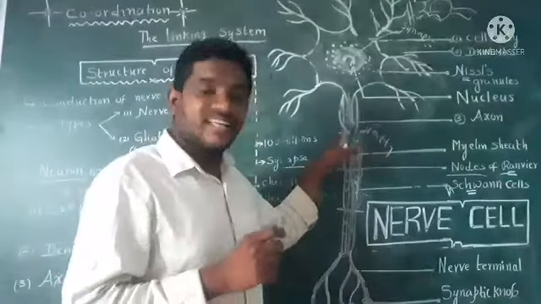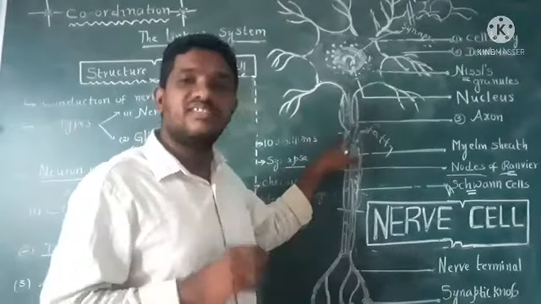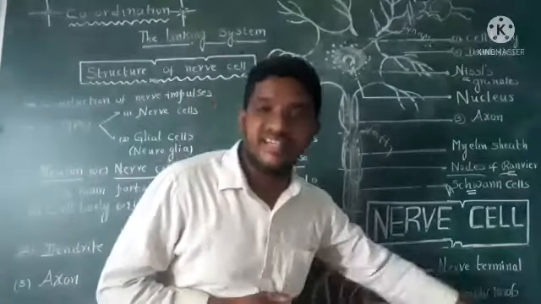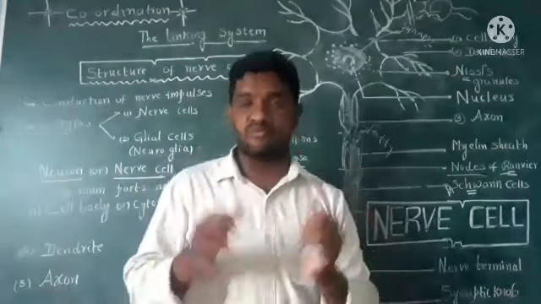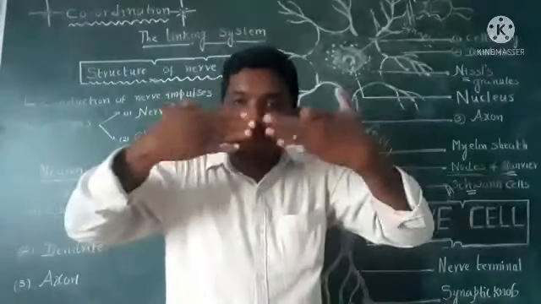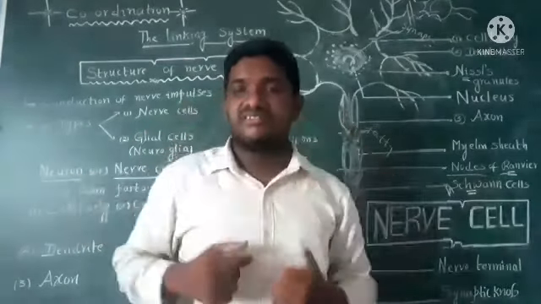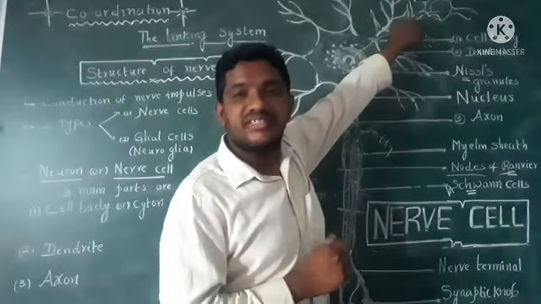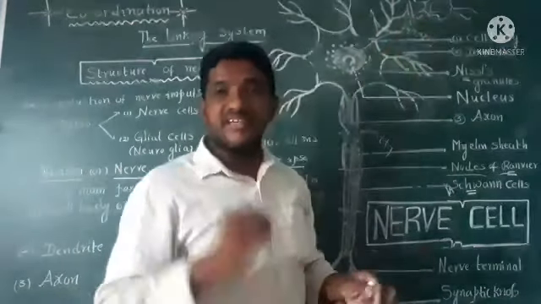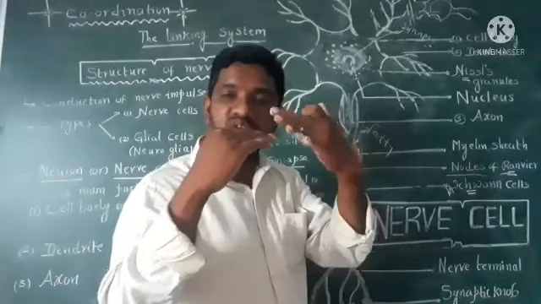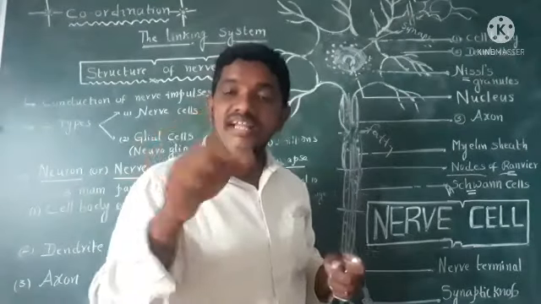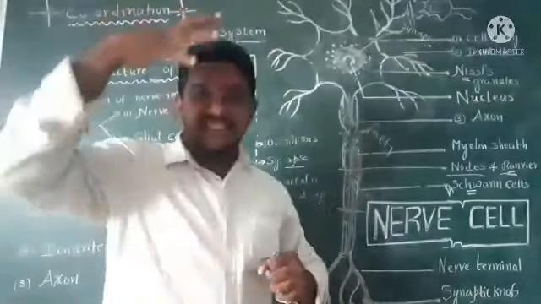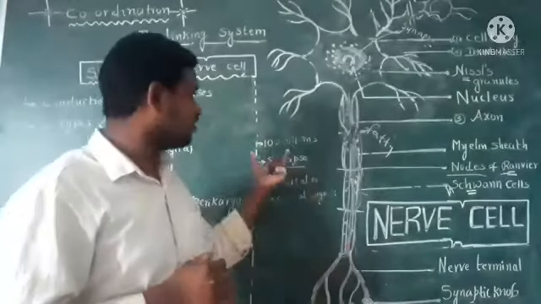Small interruptions at regular intervals are called nodes of Ranvier. At the end, the nerve cell has nerve terminals and the synaptic knob. The gap between two neurons is called a synapse. Information passes from one neuron to another in the form of electrical impulses or chemical signals. Our brain is made up of nearly 100 billion neurons.